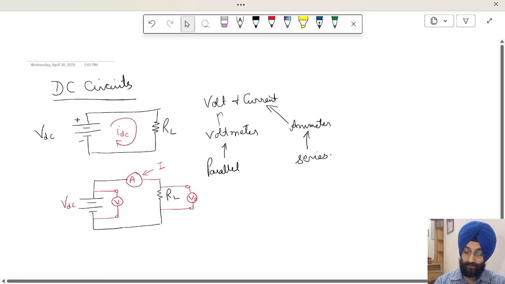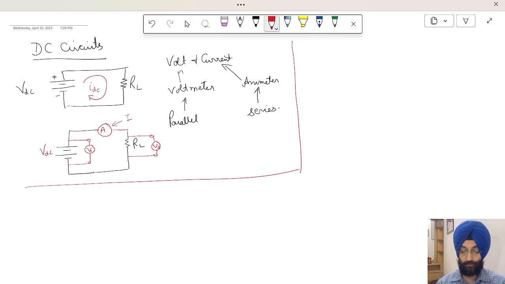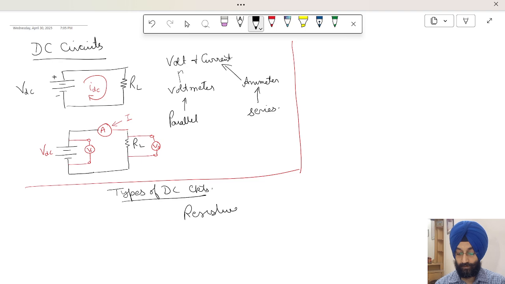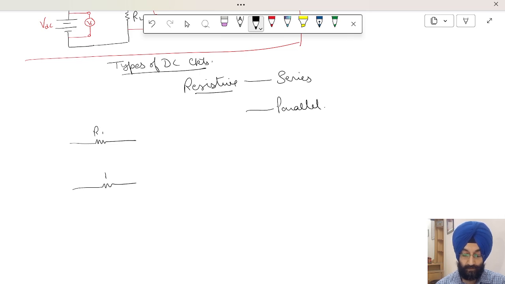Now let us discuss about the types of DC circuits. In order to understand types of DC circuits, we need to know what kind of resistive combinations are there. So, there are two types of resistive combinations. First one is series combination and second one is parallel combination, series and parallel. So let us consider there are two resistances R1 and R2.